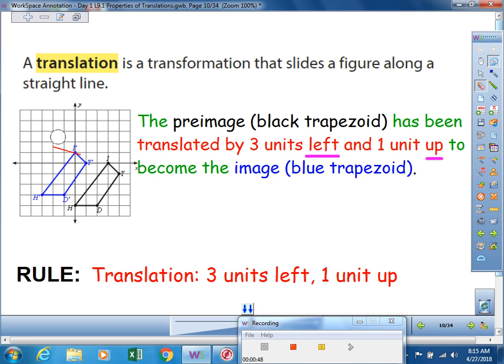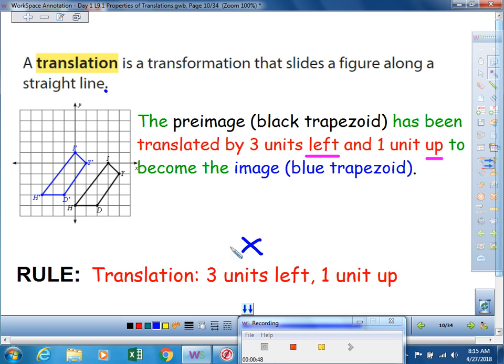Now, what you do is you take a letter on the pre-image and you count. You're going to do left or right first, and then up or down. It's like an ordered pair. Left or right is what? The x-axis. Up and down is the y-axis. So you're just going to count. So you just go from I to I prime. Which direction are you going to go? Left. So you go 1, 2, 3 units left, and then 1 unit up. Okay? And this is the rule in words.